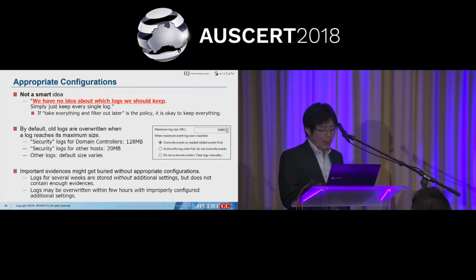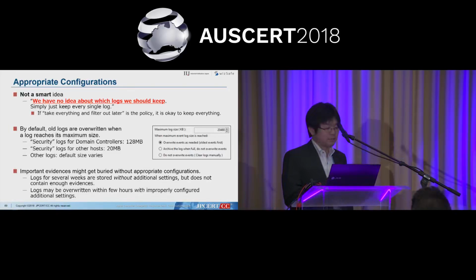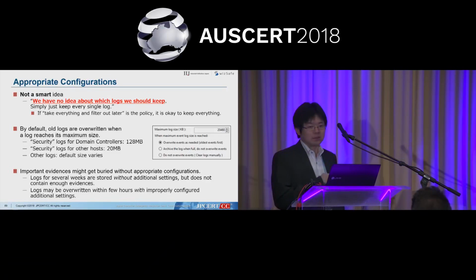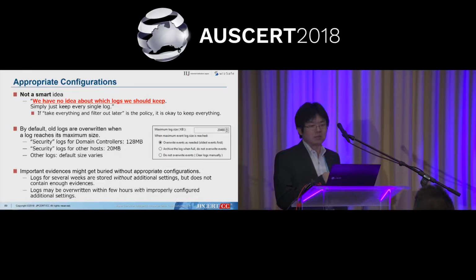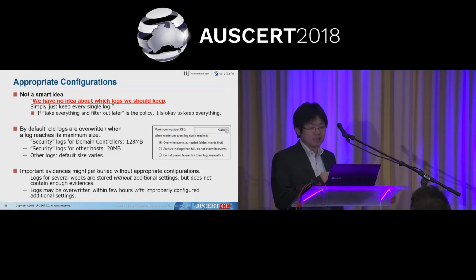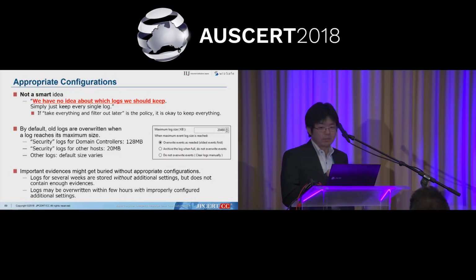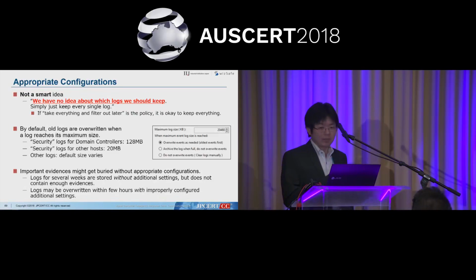Why is that? Because by default, all logs are overwritten when a log reaches its maximum size. And what are the maximum sizes for the event logs? If it's a domain controller, the security log, where all the audit logs are recorded, has a maximum size of 128 megabytes. For the other hosts, the clients and Windows servers that are not domain controllers, it will be 20 megabytes. For other logs, like the application logs, the default size varies for each type of log.